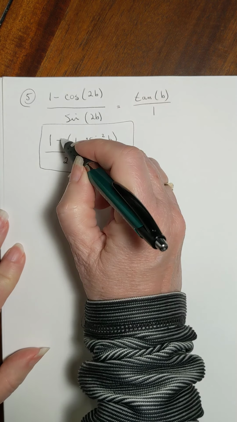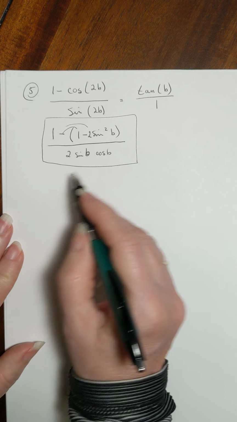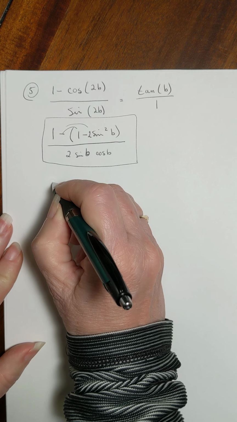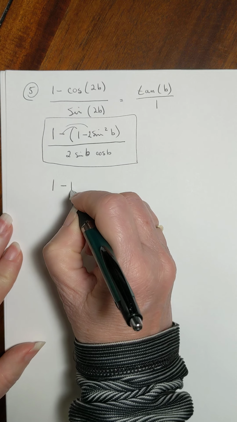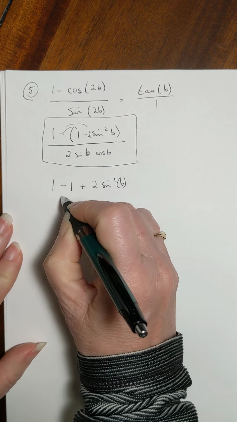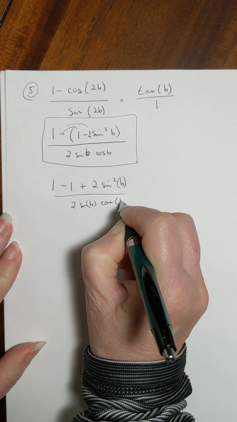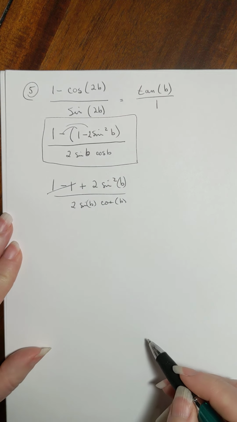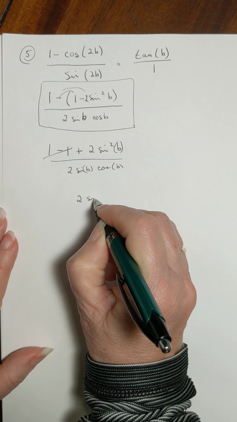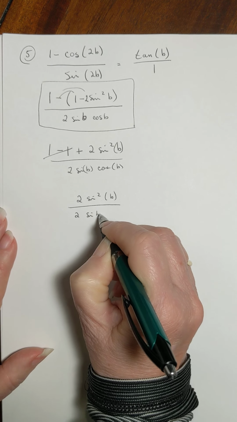Now, if you distribute the negative sign, and I'm going to do this step, but they really don't want you to put this one in there. So this is going to be 1 minus 1 plus 2 sine squared b over 2 sine b cosine b. And the 1 and the 1 cancel. So the next thing that you're going to write into the block is 2 sine squared of b over 2 sine b cosine b.